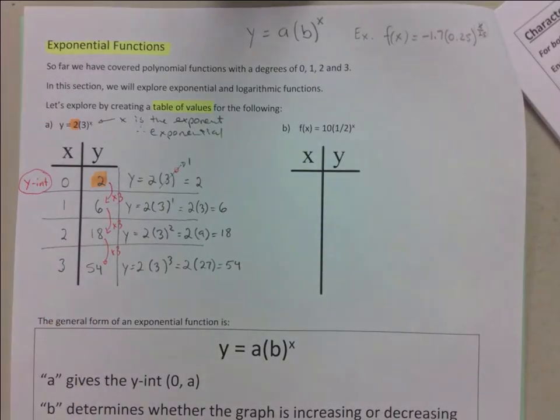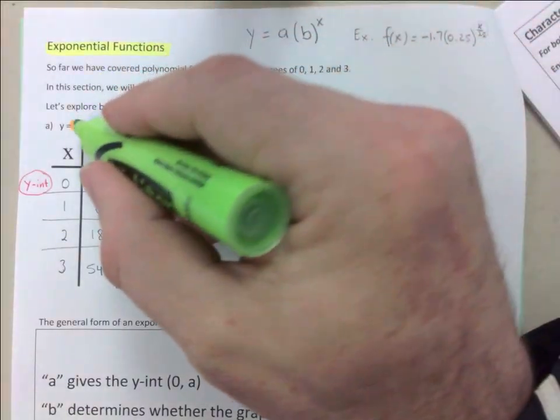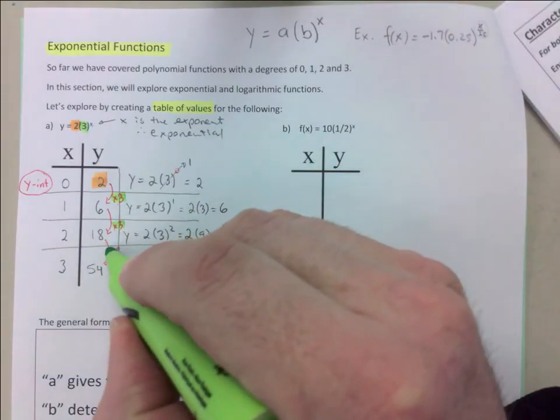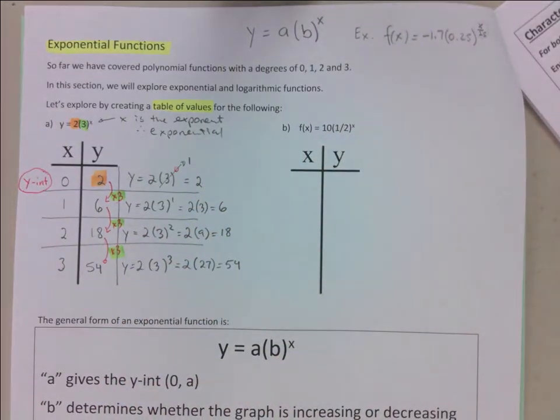Where do you see 3 on the original equation? It's right there in the base. So that's something right there that I want you to observe.